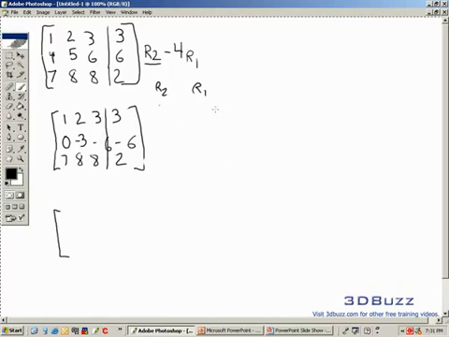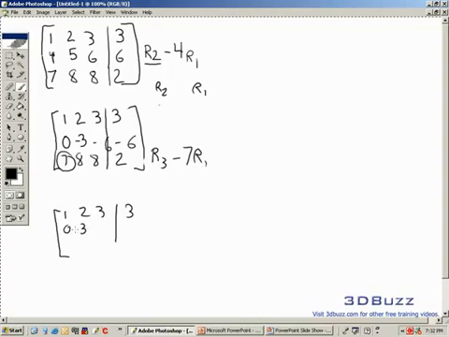Okay. And now we want to get rid of the 7 over here. We want to get rid of that 7. So we go row 3 minus 7 row 1. And you'll get 1, 2, 3, 3. That doesn't change. Right. 0, negative 3. Negative 6. Negative 6, negative 6.